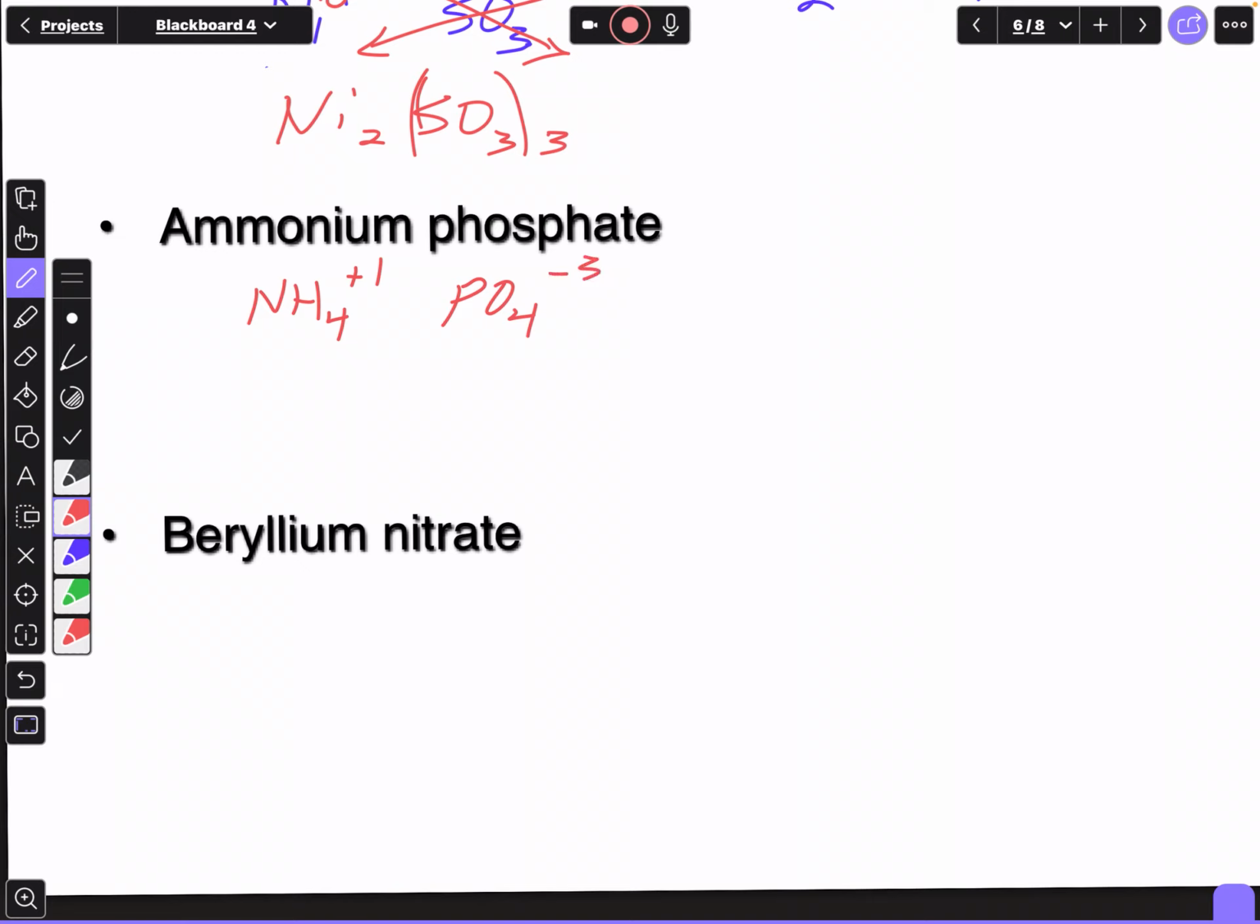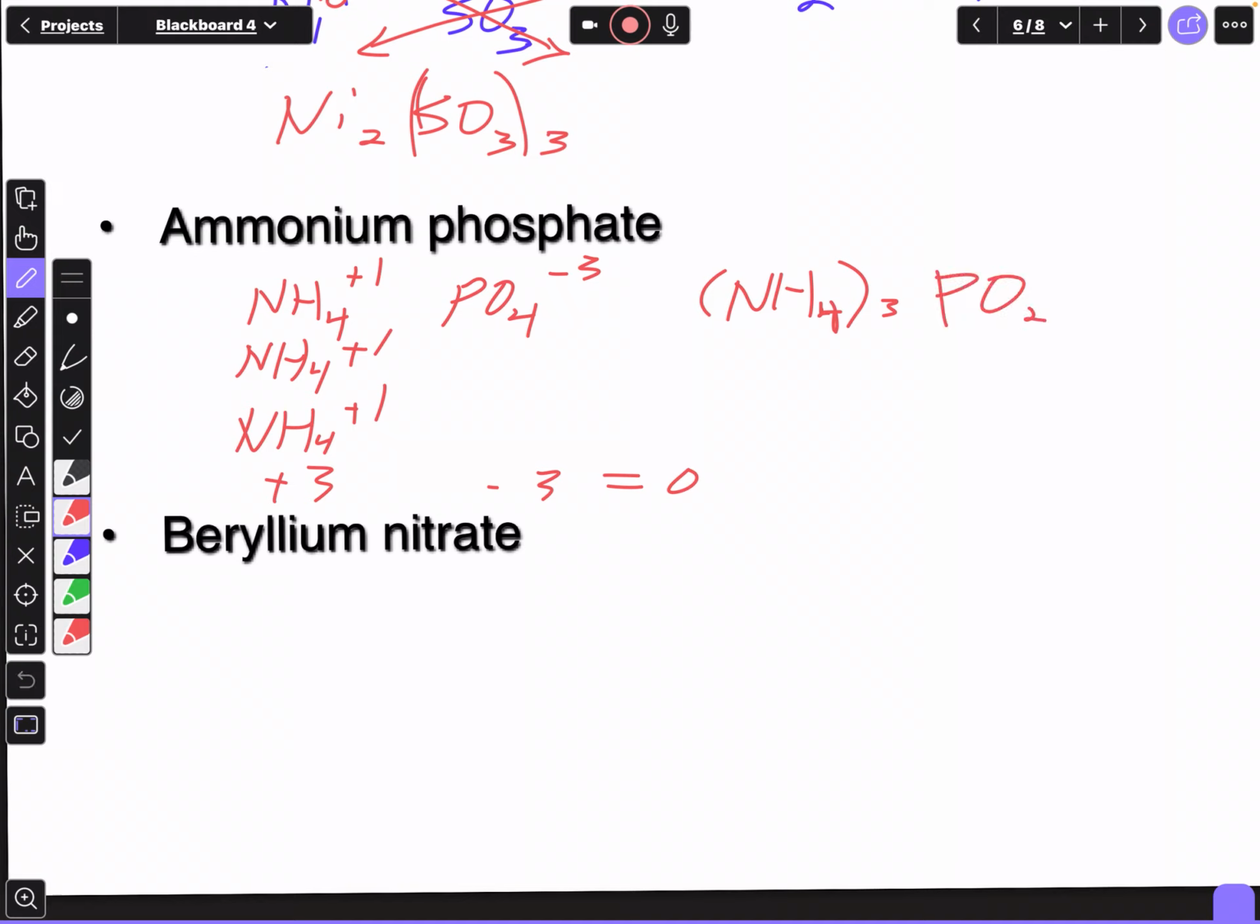So, to balance out the charges, this needs to be a negative 3 and this needs to be a positive 3 to make them add up to 0. So I would need to add 2 more of these ammonium ions, and I would only need 1 PO4. So when I write this, since I've got more than one of these, I put the parentheses on the outside, NH4, the formula of the ion on the inside, the number of how many I would need on the outside, which is 3, and then PO4. And since I only need 1 PO4, I would not put it in parentheses.